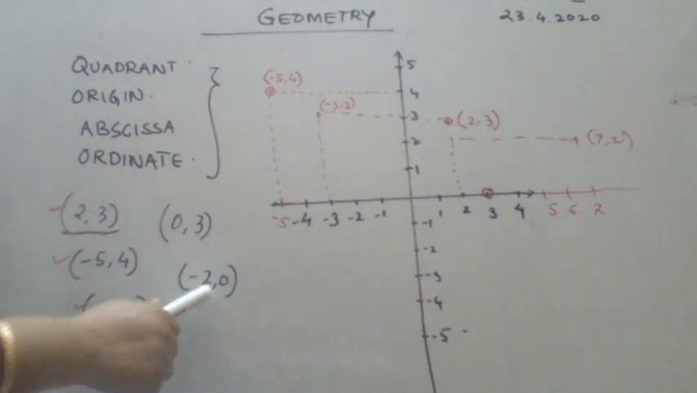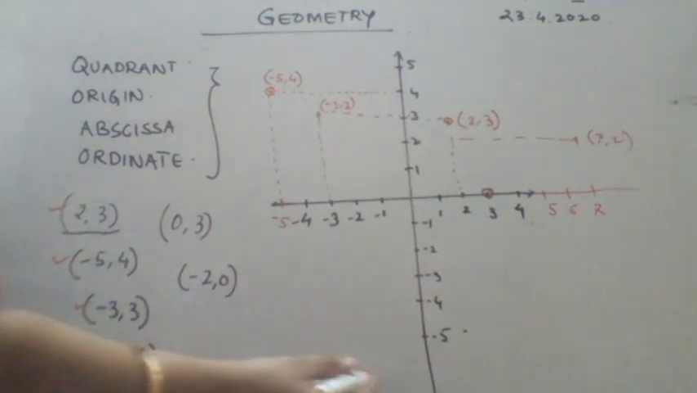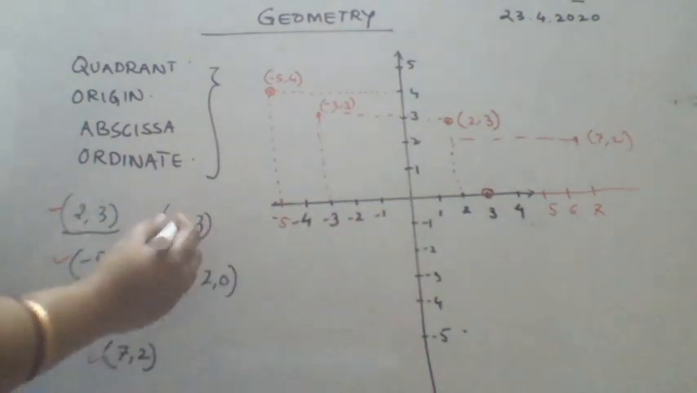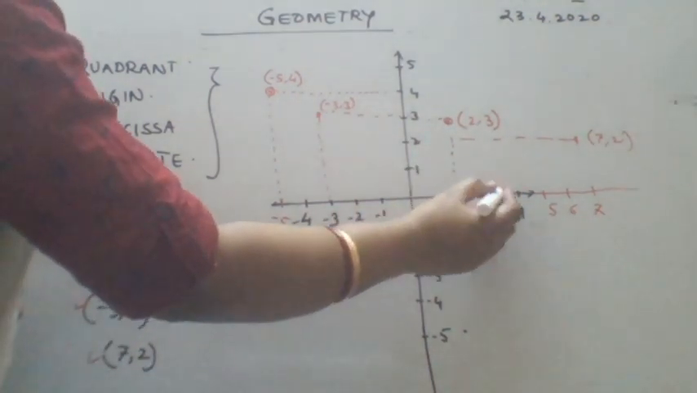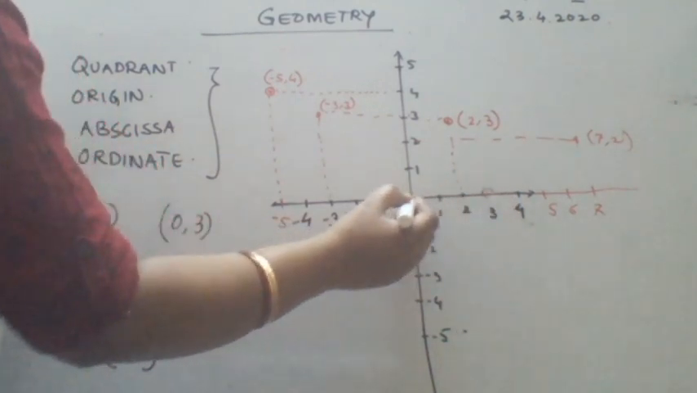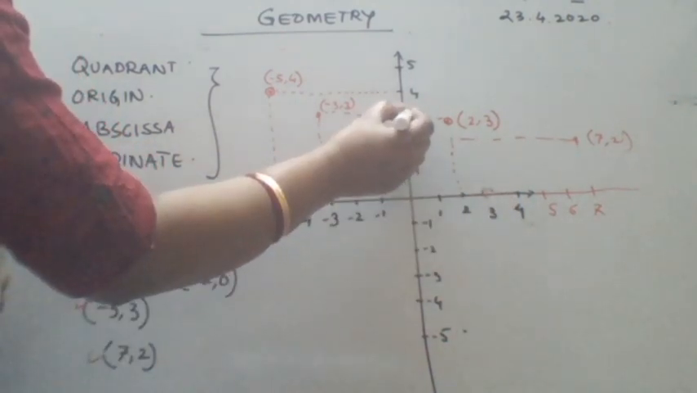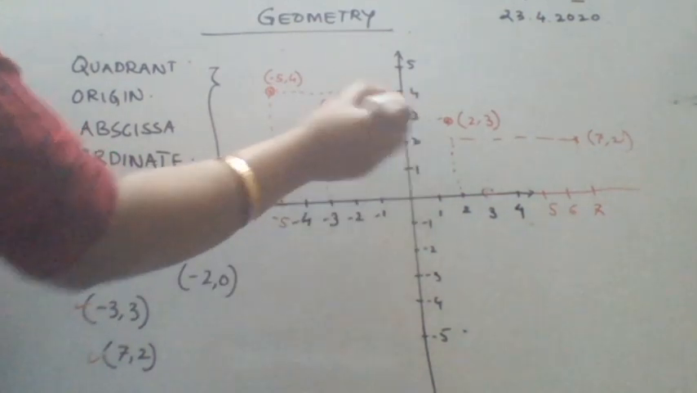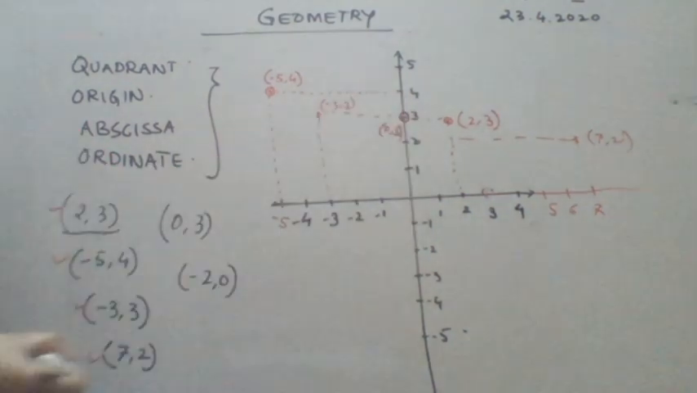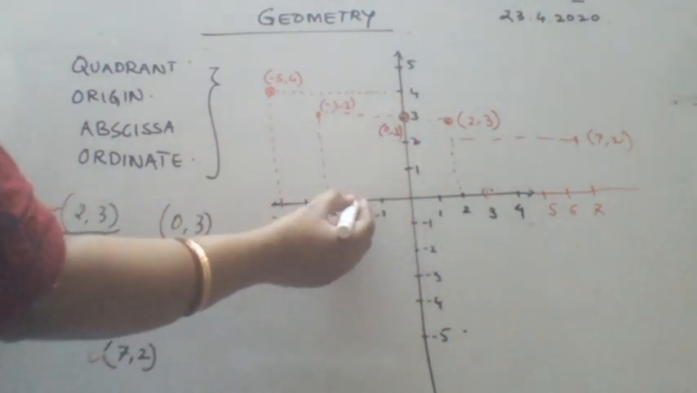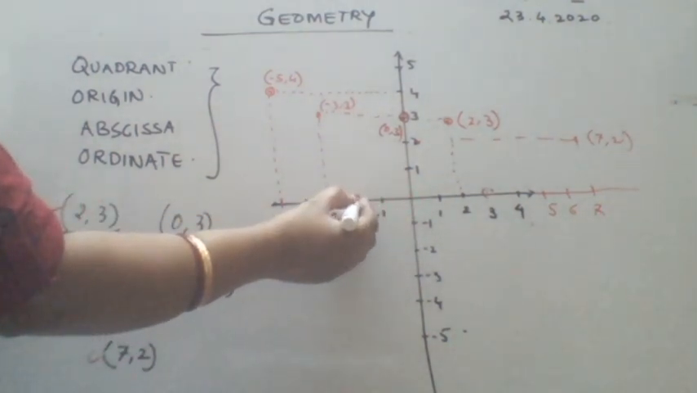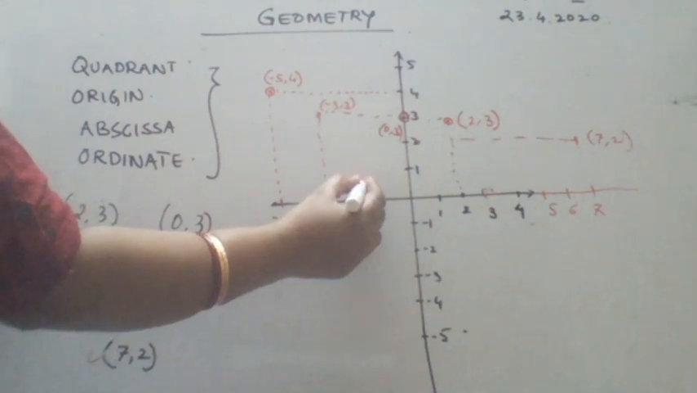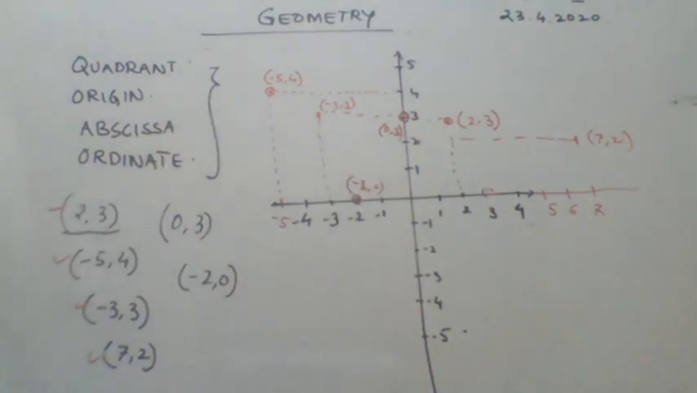Then (-2, 0). X is -2, sorry. This is 0 and 3. (0, 3) will be this point. X is 0, y is 3. And this one is (-2, 0). That is x-axis -2 and y-axis is 0. So this is (-2, 0). So this is how you plot the points.